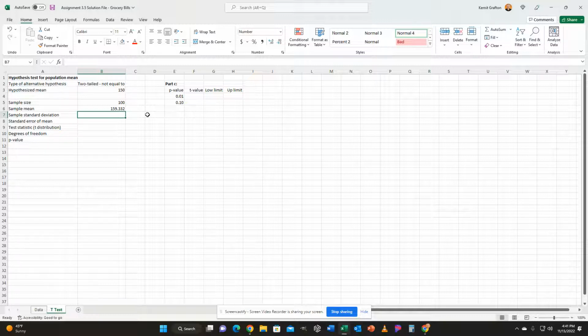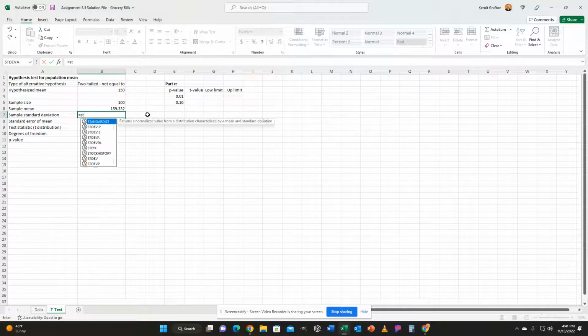All right, the sample standard deviation then. We've done these formulas before. So put .S for sample.